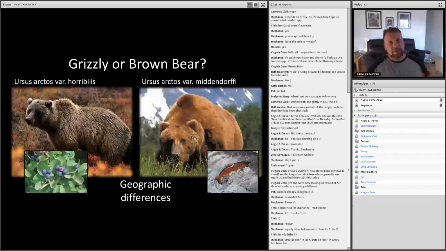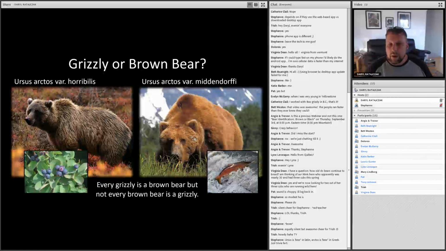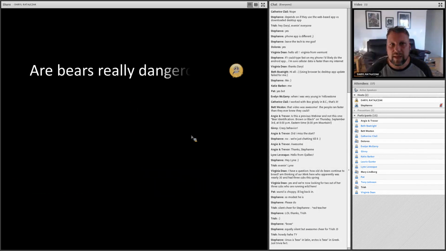So grizzly or brown bear, I might use it interchangeably today, but now you know the difference. They're pretty much the exact same species, but it all depends on where you're encountering this brown bear. If it's interior, you call it a grizzly. If it's along the coast, it's usually a brown bear. All right. Easy way to remember: every grizzly is a brown bear, but not every brown bear is a grizzly. So that's one thing that helps keep it straight for a lot of people.